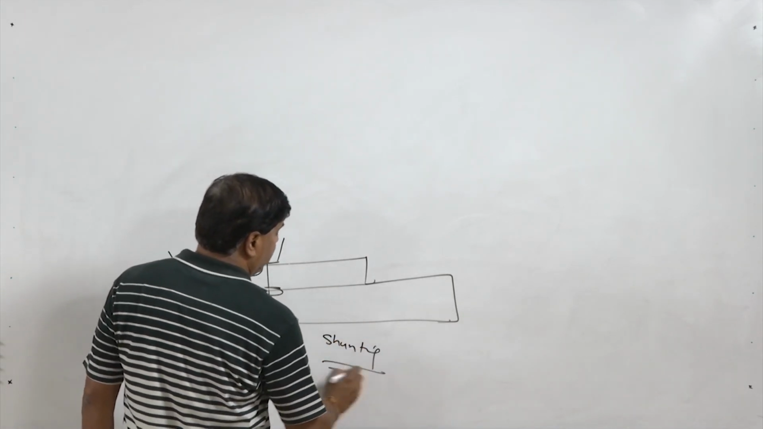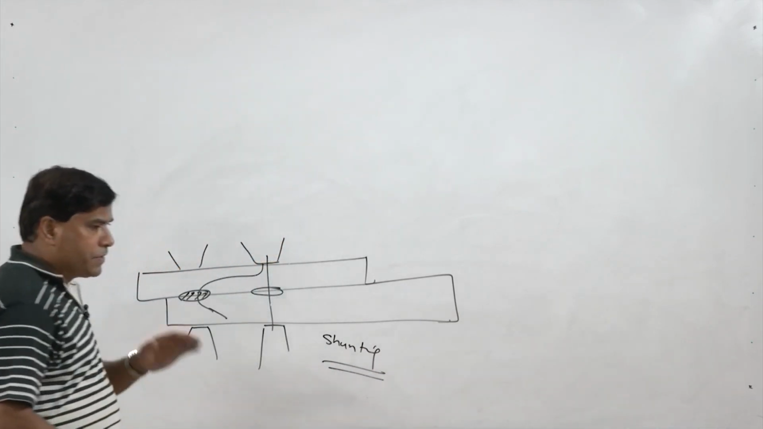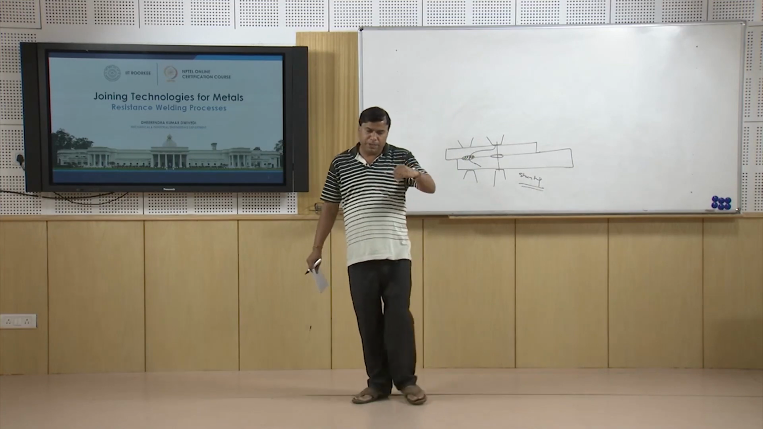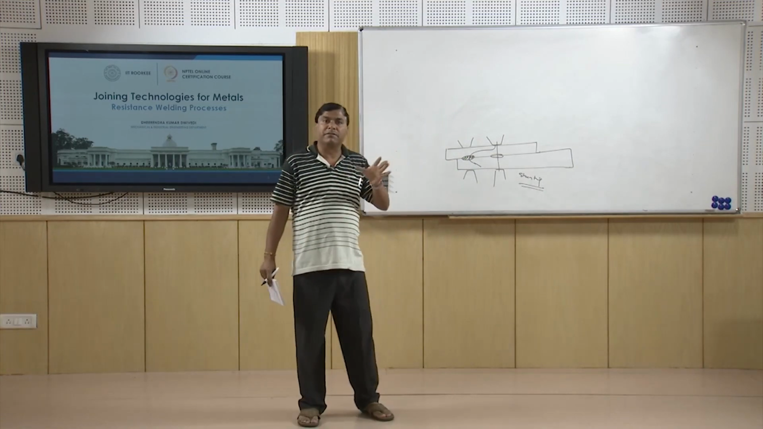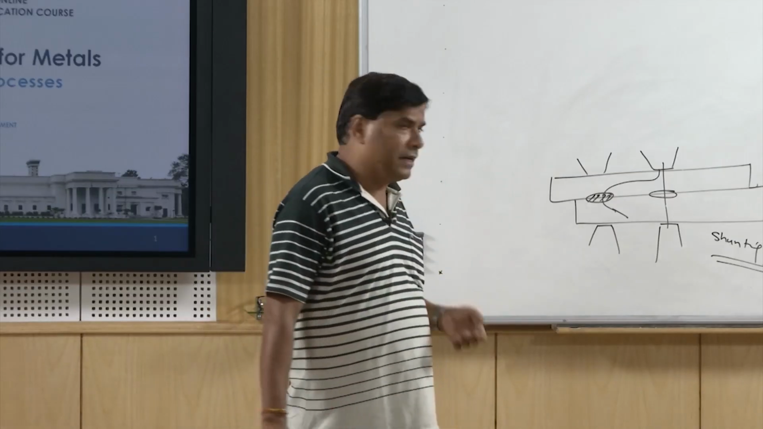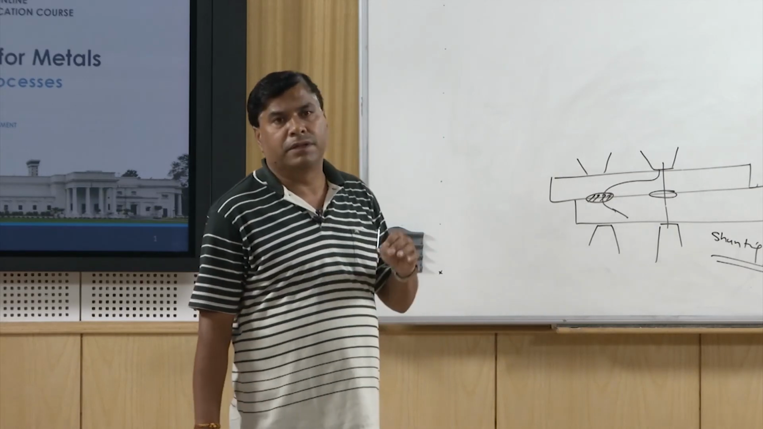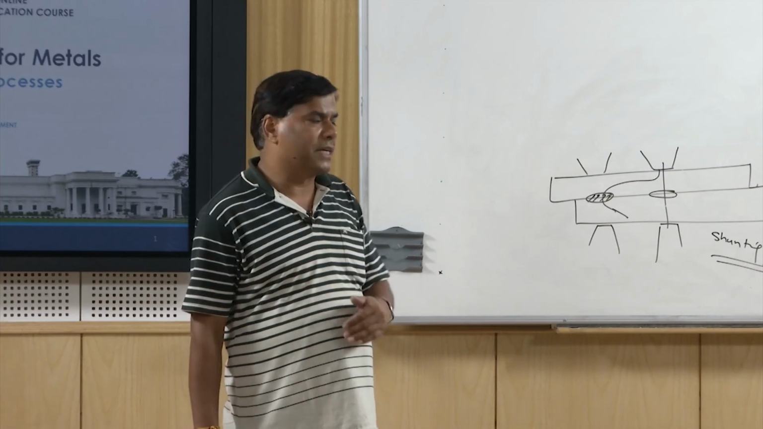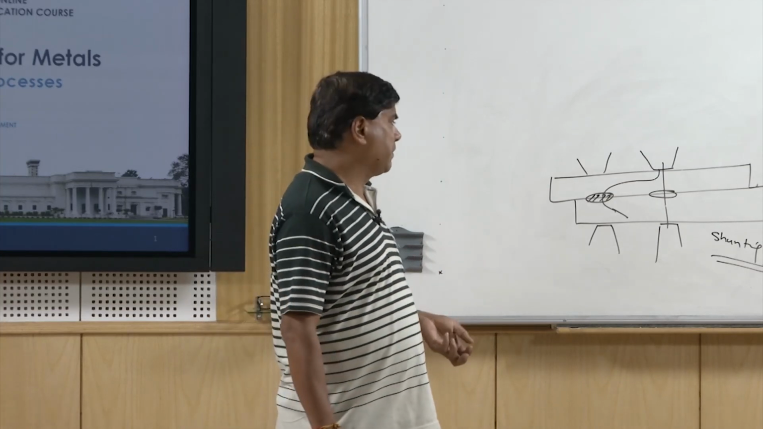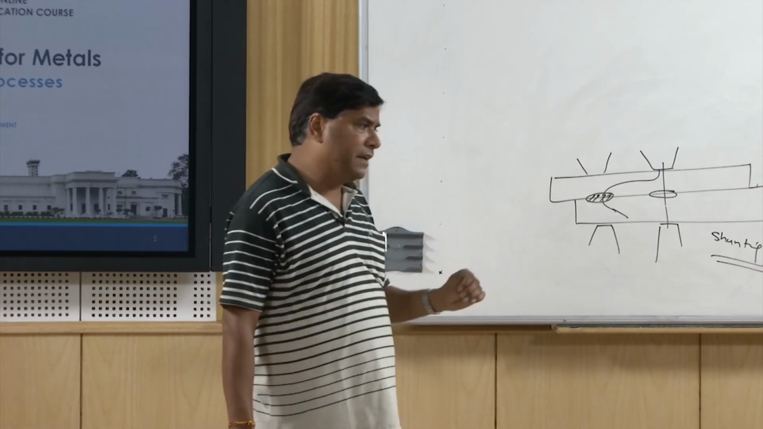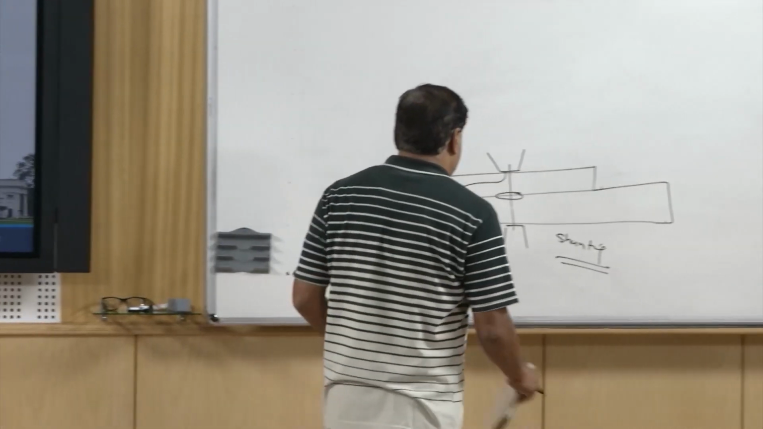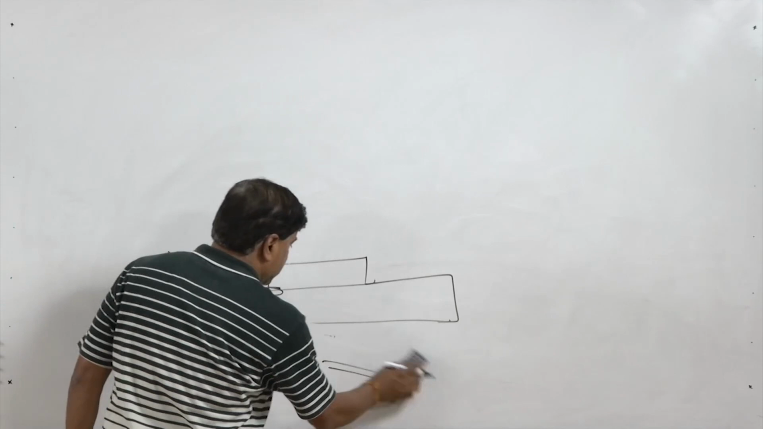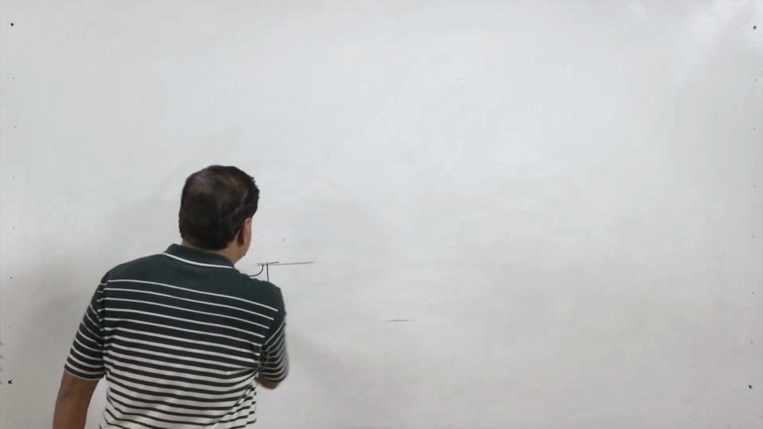Shunting effect means that if some spot welds have been made, then some of the current will flow through the already developed nuggets, and therefore the current requirement increases for making further nuggets in spot welds. To overcome the shunting effect, the magnitude of the current is normally increased. So this is what happens in case of spot welds.